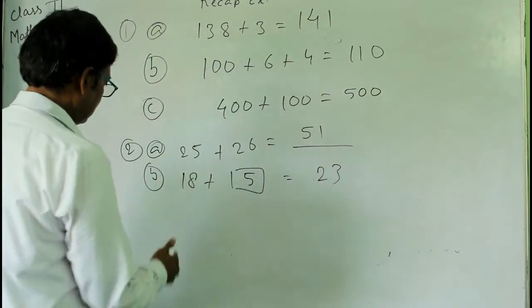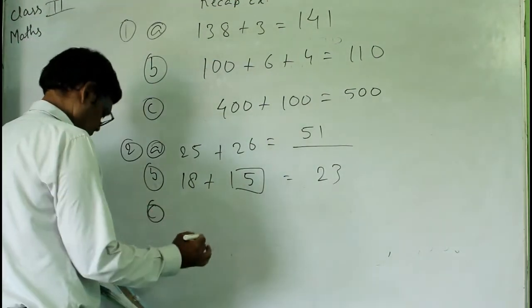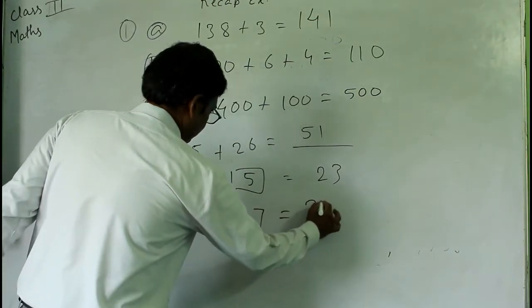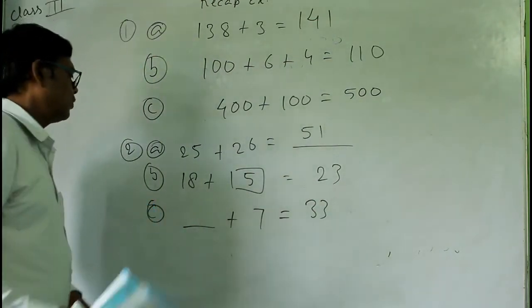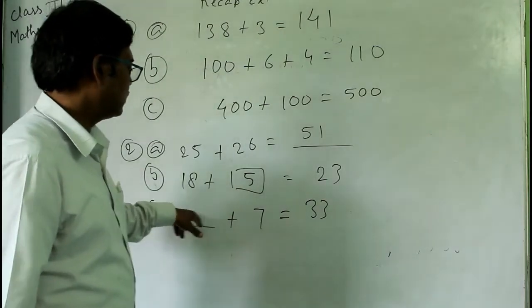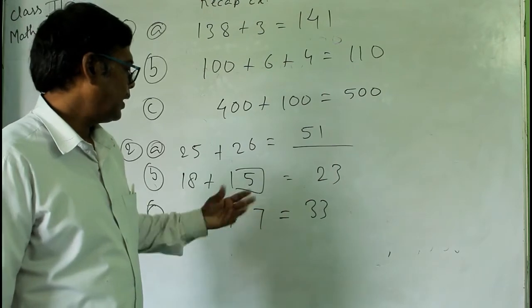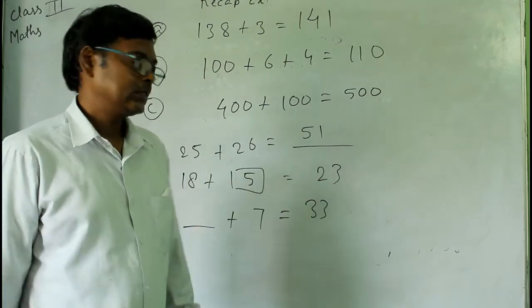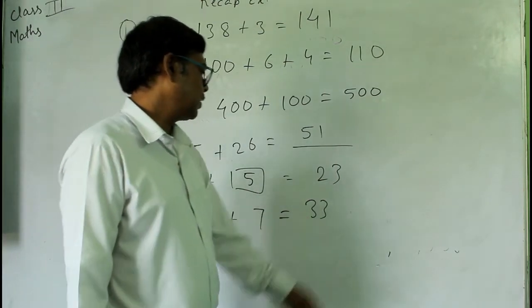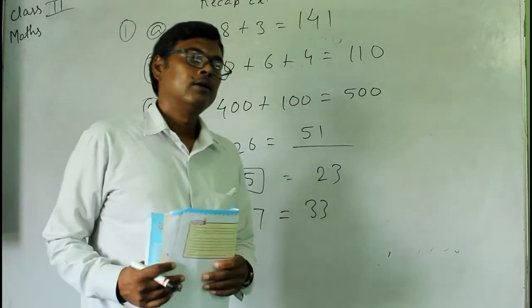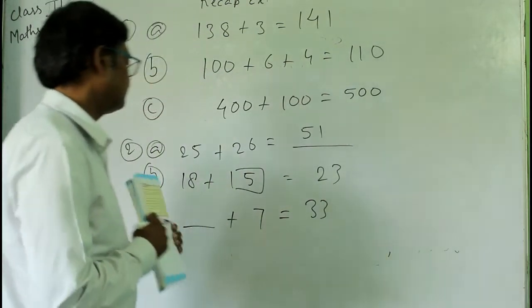Then next is C. This is missing number plus 7 equal to 33. Now what is the missing number here? 33 is here and 7 is here. So how much you will add to 7 to get this? 7 में कितना प्लस करने से 33 हो जाएगा? तो कितना होगा? प्लस करके देखो और find out what is the answer.